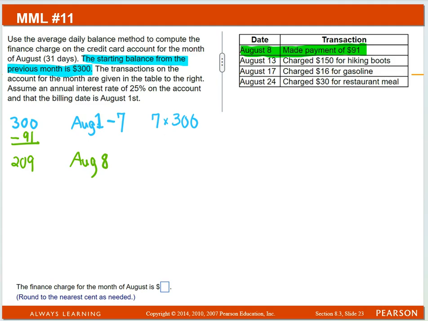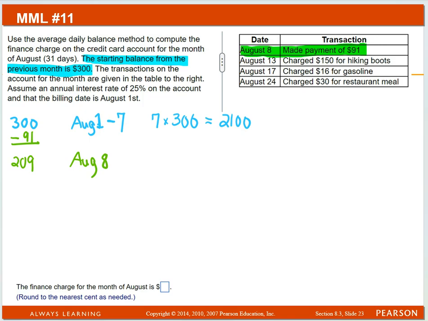So instead of adding 300 plus 300 plus 300 plus 300 plus 300 plus 300 plus 300, because remember, you're doing an average daily balance, and I talked about this in the PowerPoint example, where you're just repeating. You're adding the number 300 7 times. So just multiply 7 times 300 to figure out what that adds up to. And that adds up to 2,100.